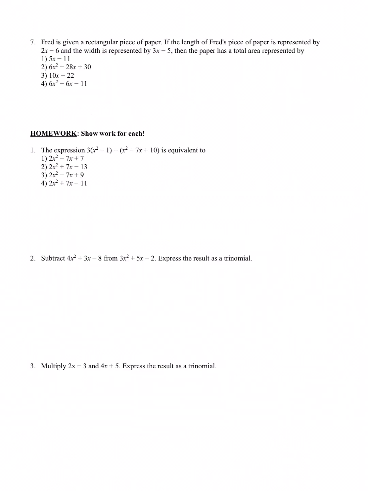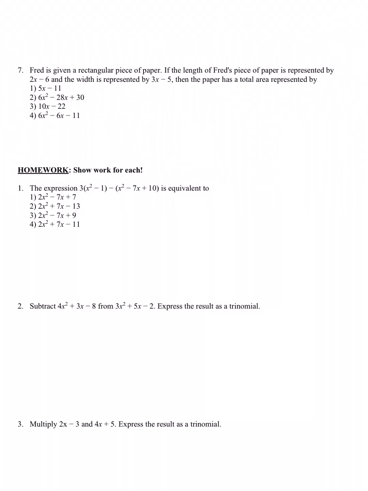All right, moving on, we only have one more question. This question is a word question. So Fred is given a rectangular piece of paper. If the length of Fred's piece of paper is represented by 2x minus 6 and the width is represented by 3x minus 5, then the paper has a total area represented.